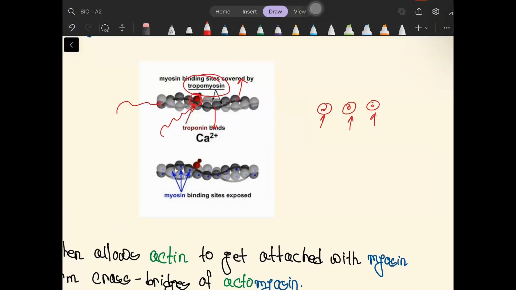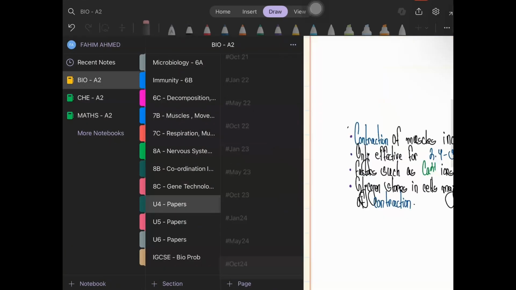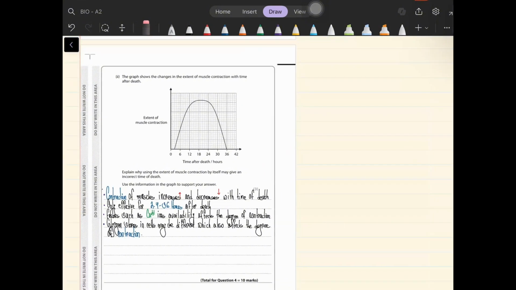So if the calcium ions are short in supply or they get used up, the degree of muscle contraction would be affected as well. Although this is Unit 4, I am finding a lot of concepts that are being related with Unit 5.